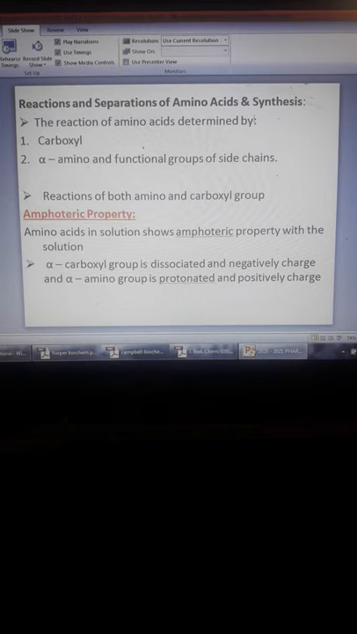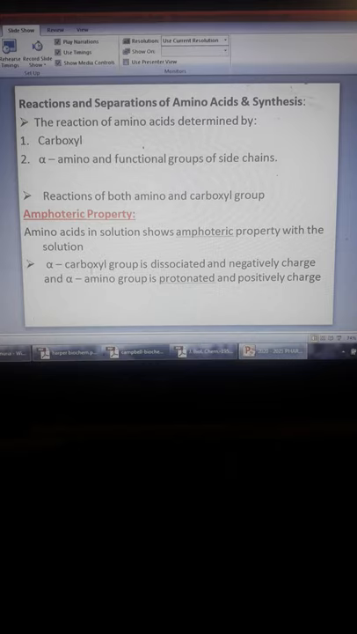So the reactions of amino acids in synthesis are determined, of course, by the carboxyl group and the amino group. These are two functional groups that play an important role in the reactions, because based on the characteristic of the amino acid, it is considered to be amphoteric. When you say amphoteric, it can act as a base, or it can act as an acid, as negative, and it can act as positive. So amino acids in solution show amphoteric property.